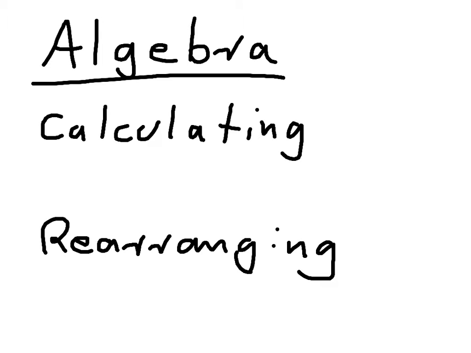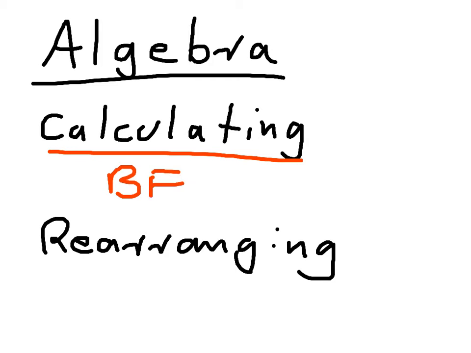When you have algebra, there's two things. There's calculating and rearranging. So right now we're only looking at calculating, and whenever you're calculating, a very good place to start is BEDMAS, which obviously stands for brackets, exponents, division, multiplication, addition, and subtraction.